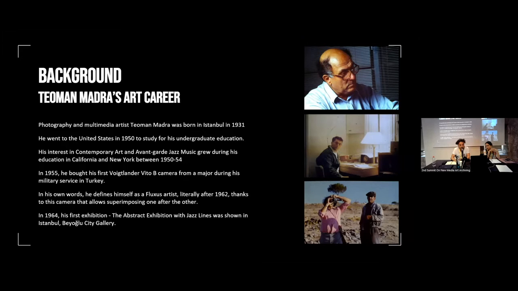In 55, he bought his first photographic camera, a Voigtlander, with a V, from a major during his military service in Turkey, and he started shooting experimental photographies. And in his own words, he defines himself as a Fluxus artist, literally after 1962, thanks to this camera that allows superimposing one after the other.